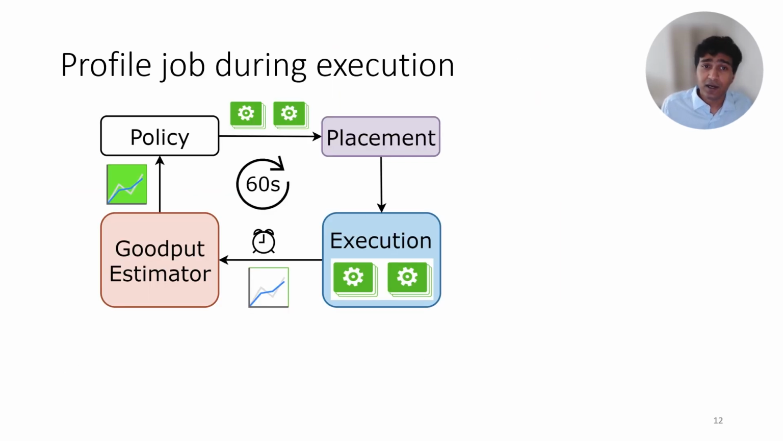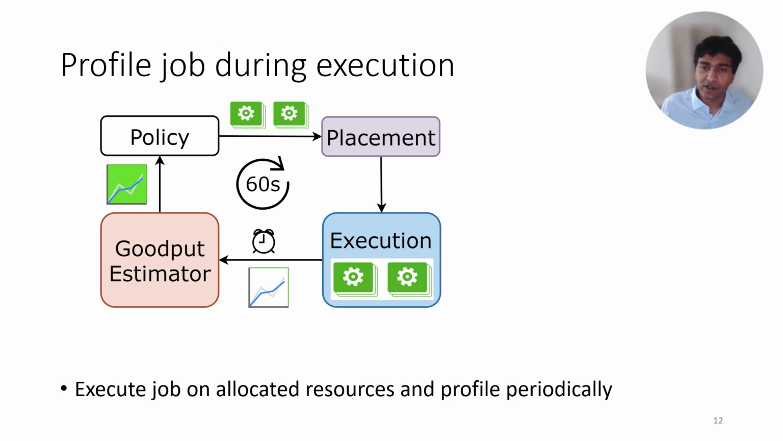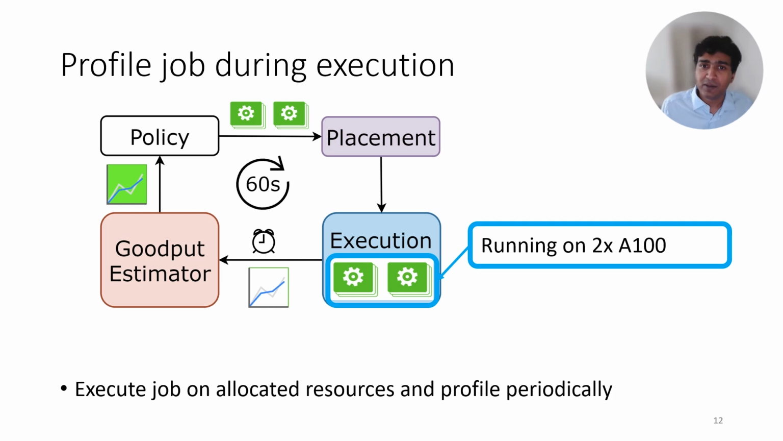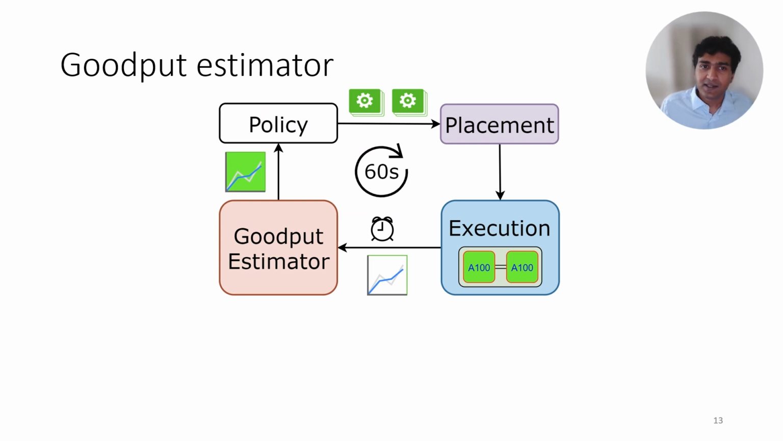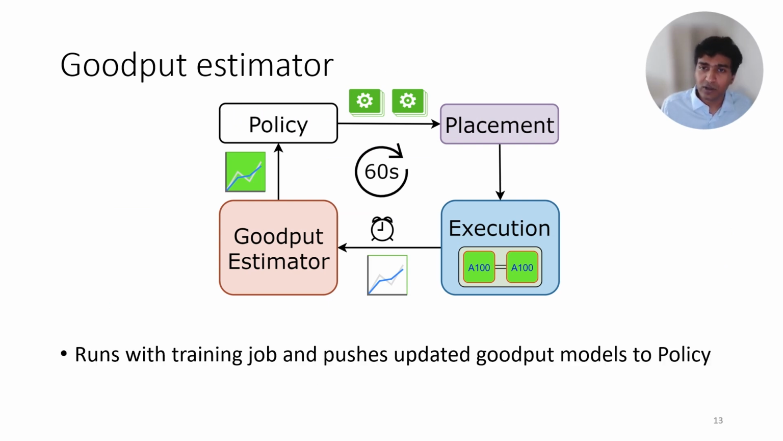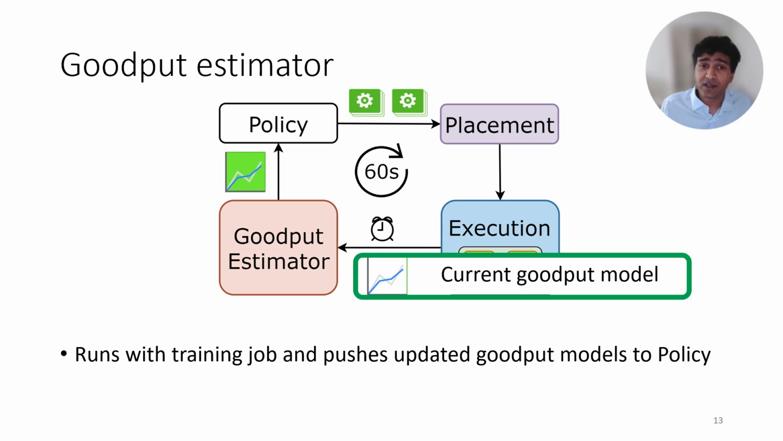SIA then places the job on the two A100 GPUs and uses the goodput estimator to select a batch size that maximizes its goodput on the two GPUs. Once the job starts running, SIA periodically profiles the mini-batch times and the gradient statistics and sends the collected profiles to a goodput estimator. SIA's goodput estimator runs inside the training job and builds one goodput model for each GPU type. It periodically refines the goodput model using the collected profiles and pushes the updated model to the policy.